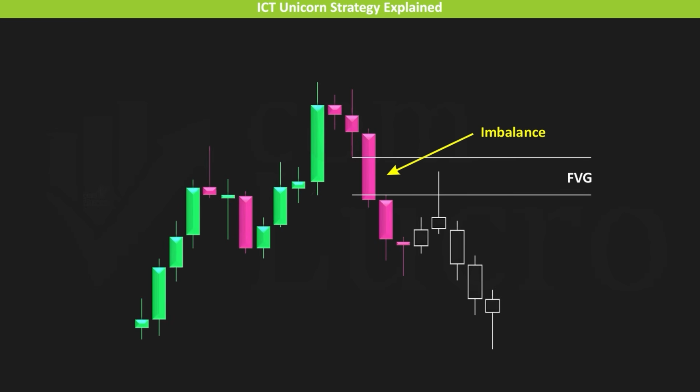When price revisits the fair value gap and there are still unfilled orders inside the zone, it creates an opportunity to trade in the direction of the existing momentum. That is when we often see price reject from the fair value gap and continue moving with strength in the same direction. It is important to keep one thing in mind. Fair value gaps must be unmitigated to remain valid.